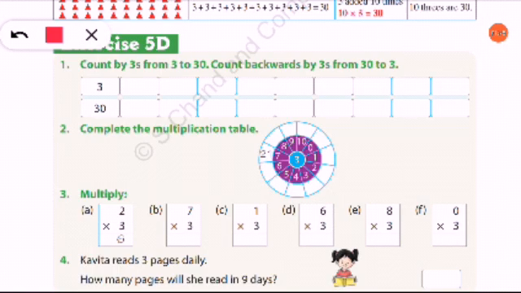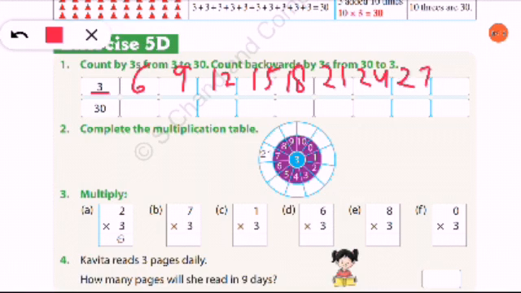See here it is written, 3 1s are 3. Now 3 2s are 6, 3 3s are 9, 3 4s are 12, 3 5s are 15, 3 6s are 18, 3 7s are 21, 3 8s are 24, 3 9s are 27 and 3 10s are 30. You have written the table of 3 nicely and properly in the boxes.